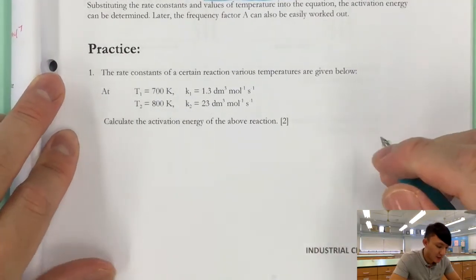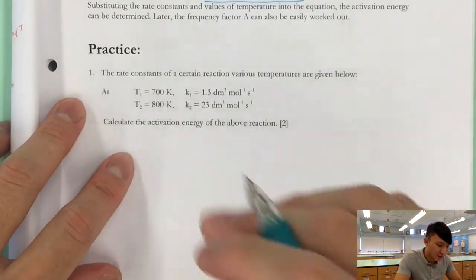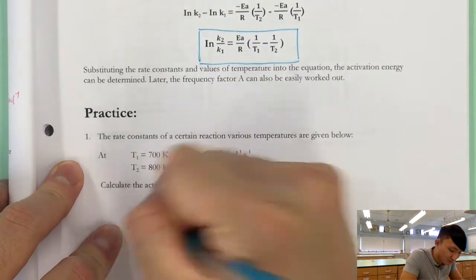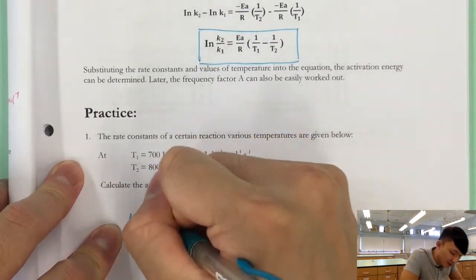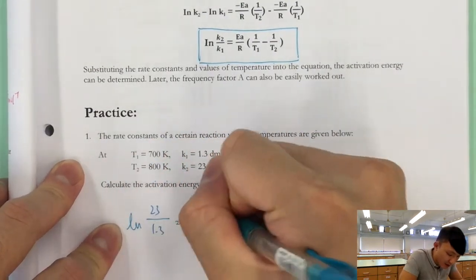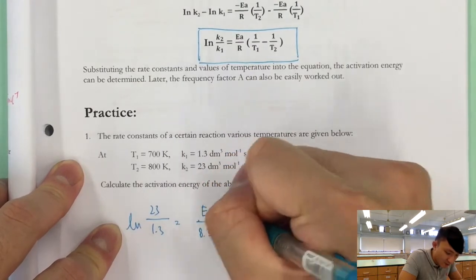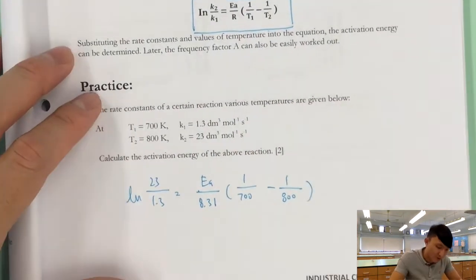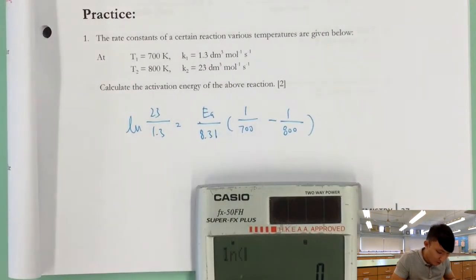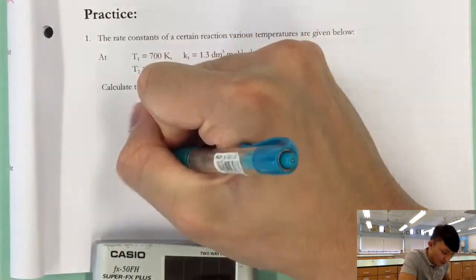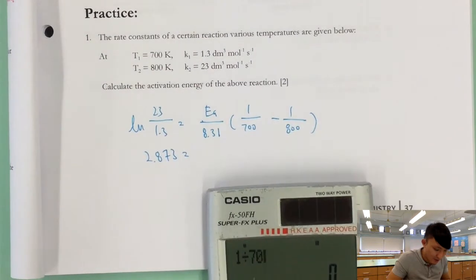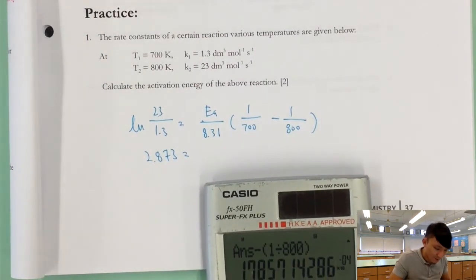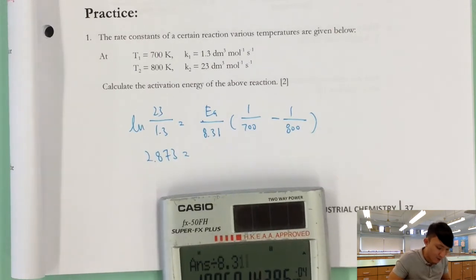You can pause the video and try it yourself. Now let's check. Here, of course, you can directly use this equation. Okay? So natural log K2 is 23, K1 is 1.3 equals EA over R. R is 8.31. Okay? 1 over T1, 1 over 700 minus 1 over 800. Okay? Then we can proceed to our calculation. So we have natural log 23 divided by 1.3. We have 2.873 on the left. And here, 1 over 700 minus 1 over 800. And then you can divide it by 8.31.